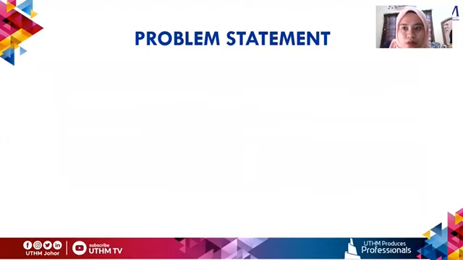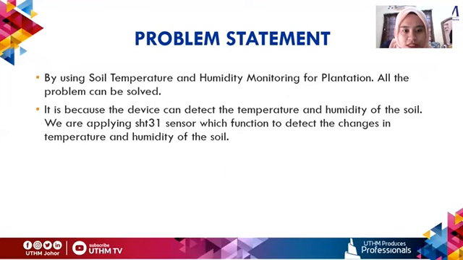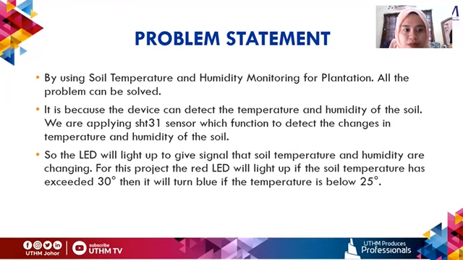Then we proceed to the problem statement. By using soil temperature and humidity monitoring for plantation, all the problems can be solved. It is because the device can detect the temperature and humidity of the soil. We are applying the SHT31 sensor, which functions to detect the changes in temperature and humidity of the soil. So the LED will light up to give the signal that soil temperature and humidity are changing.